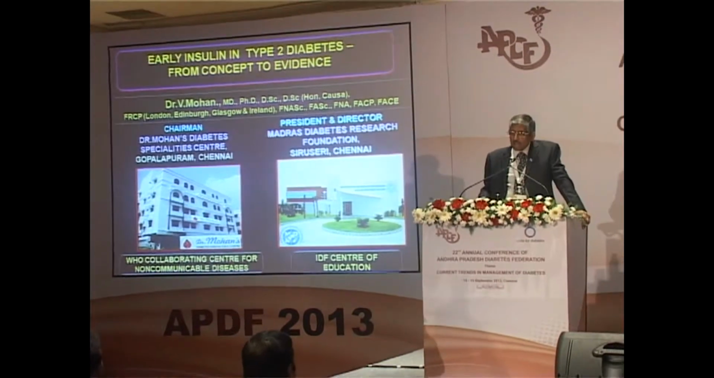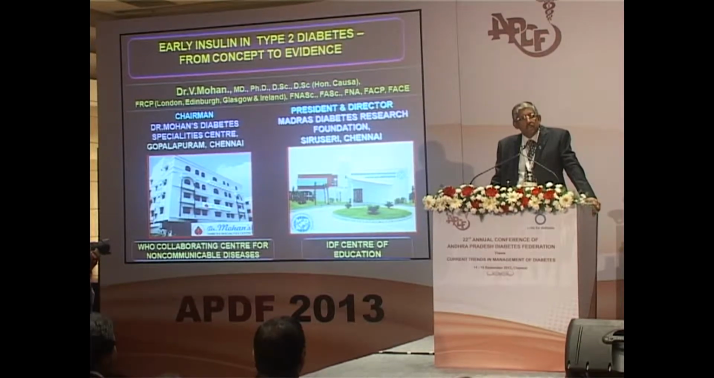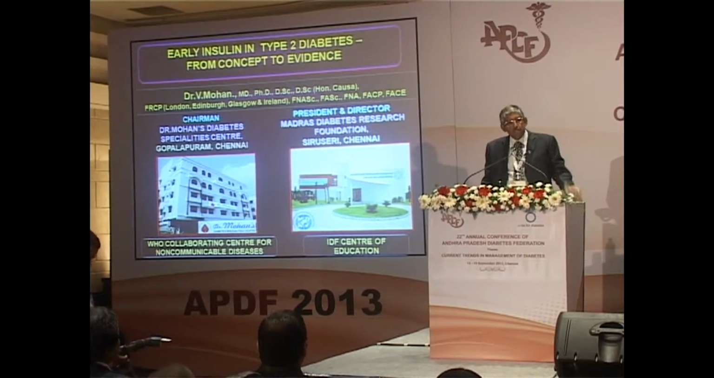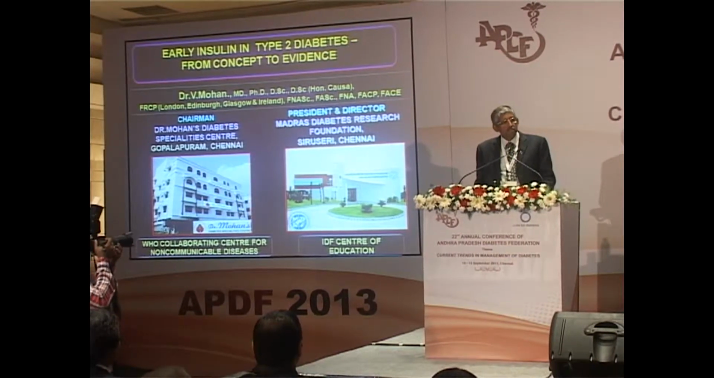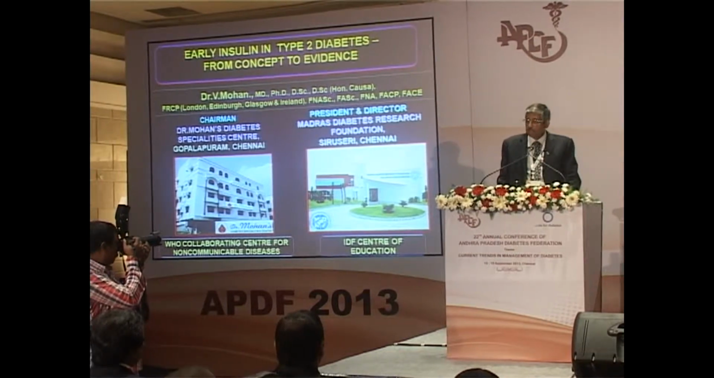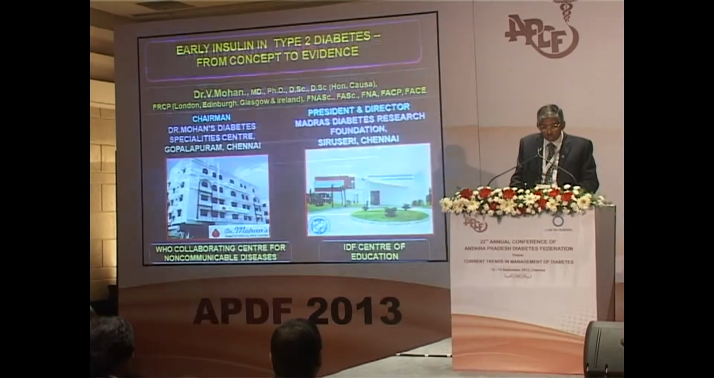But I am only going to emphasize what he said, that there is some place for early and aggressive treatment of type 2 diabetes, particularly at the time of the onset or the diagnosis of the disease, which might help in reversing the natural history of diabetes. So that's the concept which I'm going to talk about.